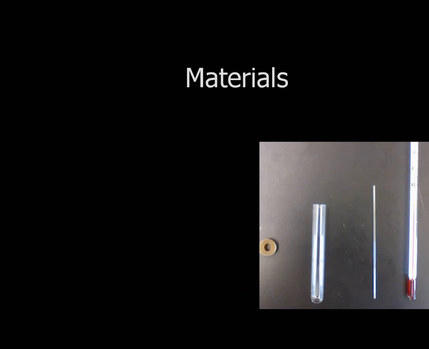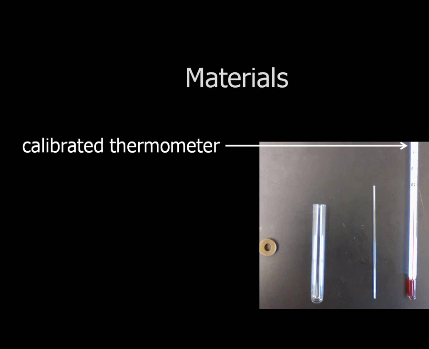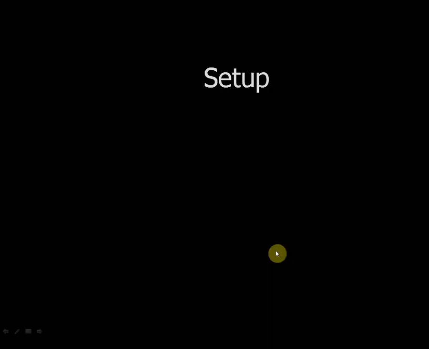Here in the materials, these will be set up in the lab in stations. You can find all of these. The one thing is that this thermometer right here is going to be the one that you calibrated at the beginning. Otherwise, we have a capillary tube and a small test tube, and then this is a rubber band.